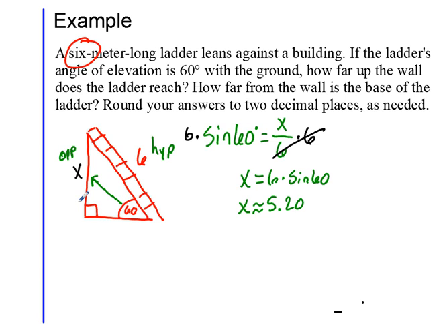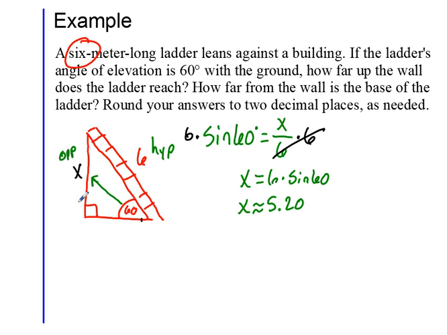The reason why it's 20 is because in my calculator it said 5.196. The 6 rounds this up to 10, which adds a 1 to here, giving me 2. Now, let's answer the second question. How far from the wall is the base of the ladder?